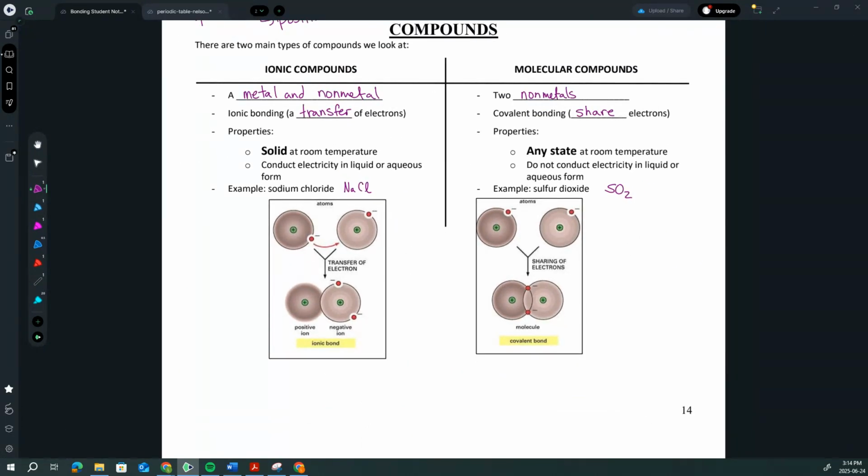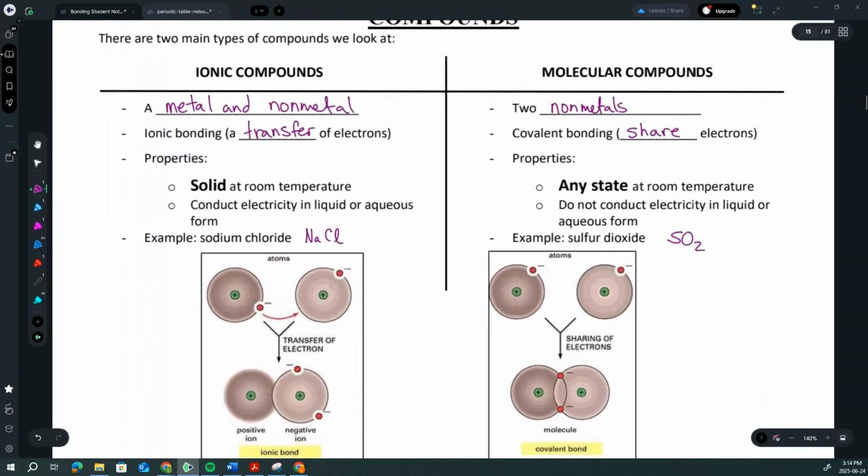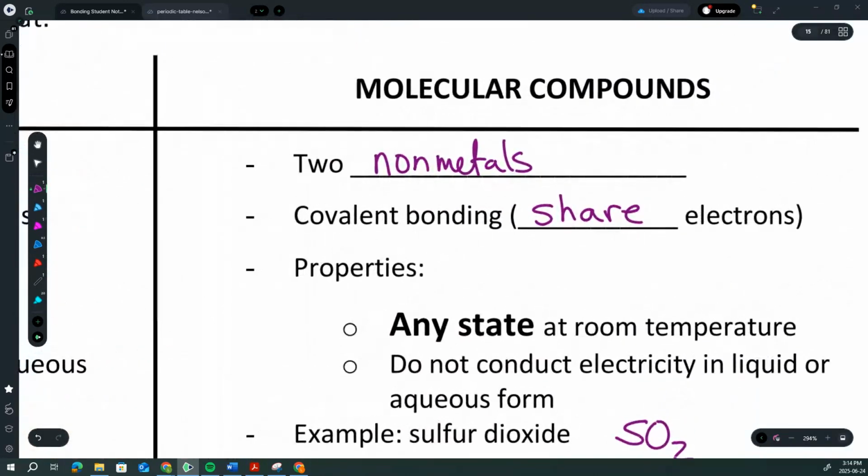Now, within molecular compounds, and specifically talking about covalent bonding, there's actually two types of covalent bonds. There's going to be covalent bonds where electrons are shared equally and not equally. Okay, so we'll get into that in future lessons, but just as a heads up, that's what we're going to be covering.